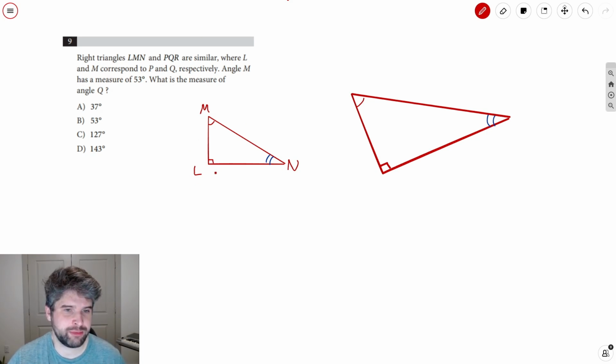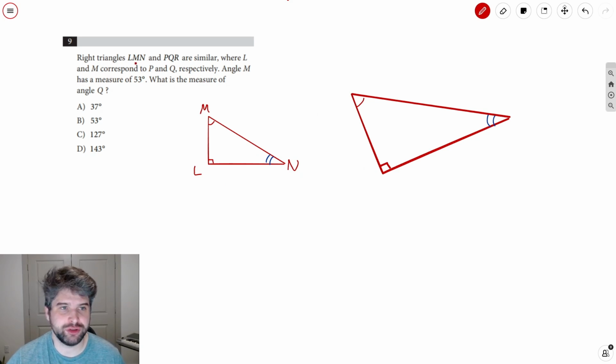So we got to think, is L okay being the right angle? I don't see why not. We're going to keep it as the right angle for now, and N will be the other angle. So we've come up with a naming for this triangle, and we'll see if it contradicts anything later when we try to do this other triangle.